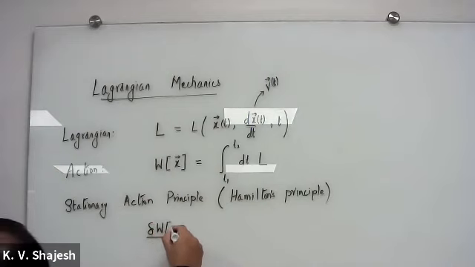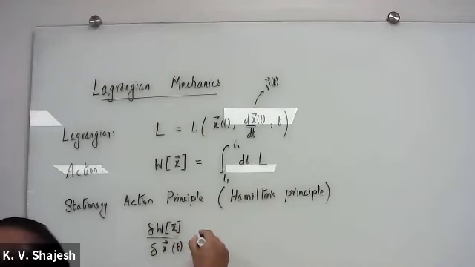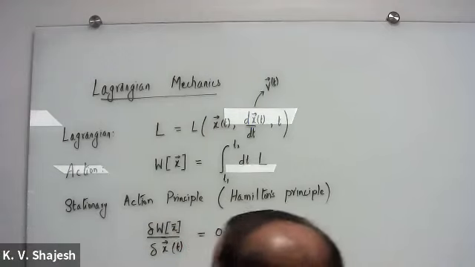So we say this is x, and x as a function of time. Right? That's equal to 0.